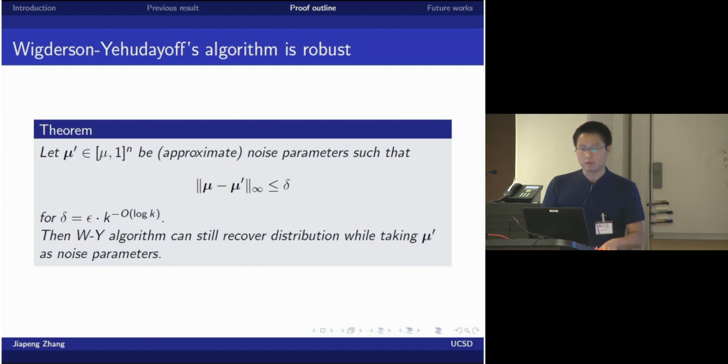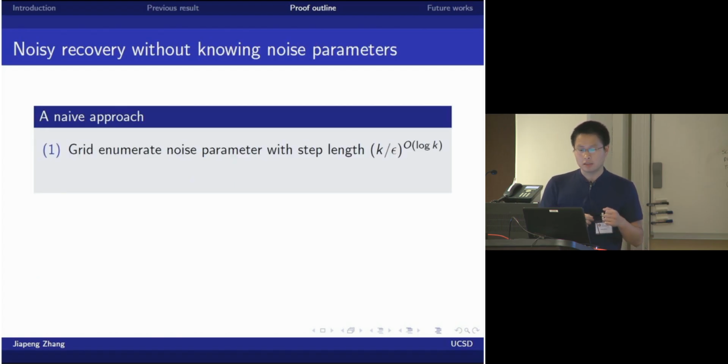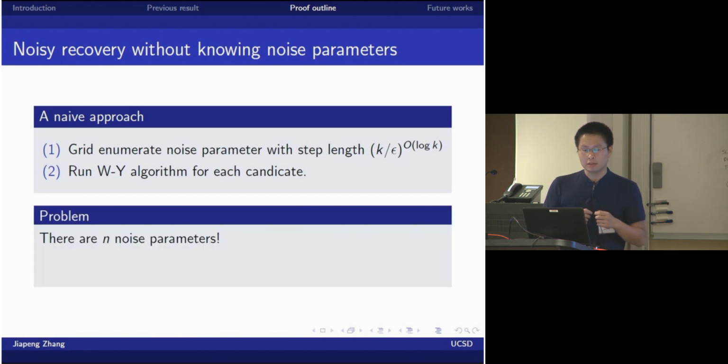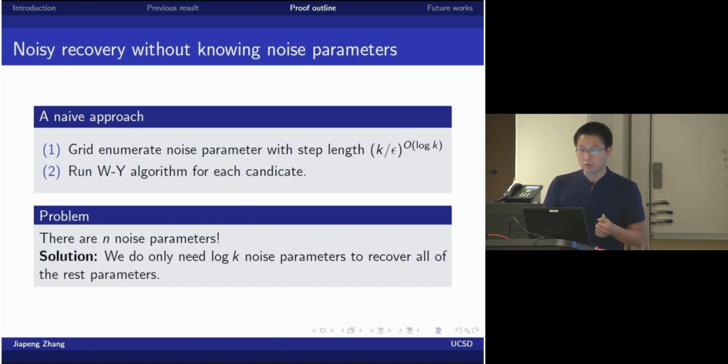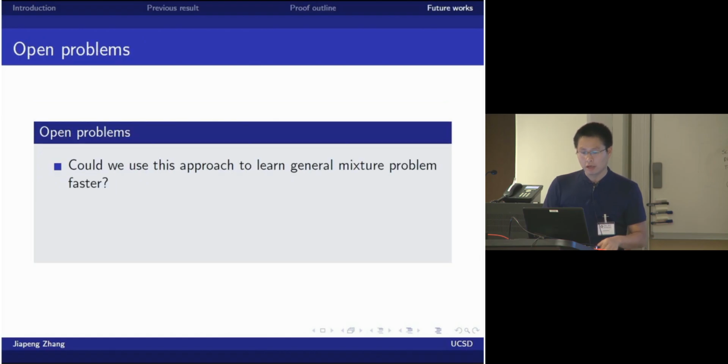There is a naive approach here: we can just grid enumerate all of the parameters with step roughly delta, and then run White's algorithm for each candidate, and recover a list of candidates. But the problem is that there are n noise parameters. If we want to enumerate all of the parameters, there are delta to the minus n potential candidates. But we show that we just need to enumerate log k noise parameters, and then we can recover all of the rest of the parameters. Okay, that's our algorithm.